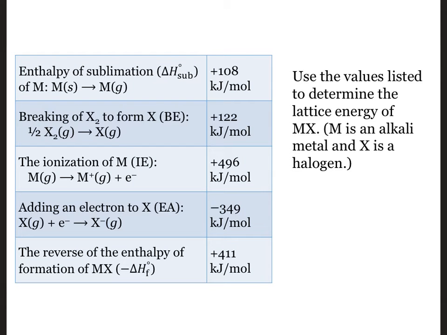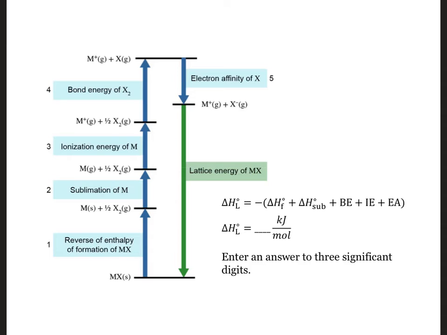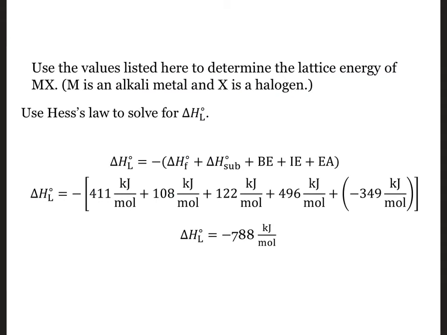Let's try an example. Can you calculate the lattice energy for a generic MX compound where M is an alkali metal and X is a halogen? Note that half the bond energy and the reverse of the enthalpy of formation are given. The Born-Haber cycle for this generic process is given to assist in your calculations. It's a good idea to memorize this generic cycle for the exam. Alright, the answer to the last question is negative 788 kilojoules per mole of MX formed.